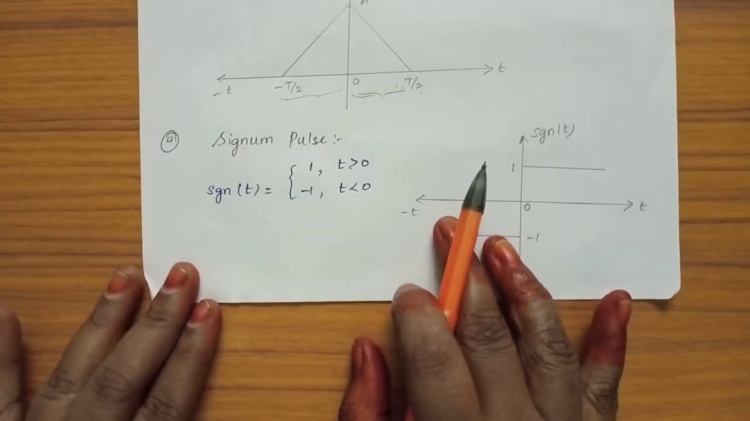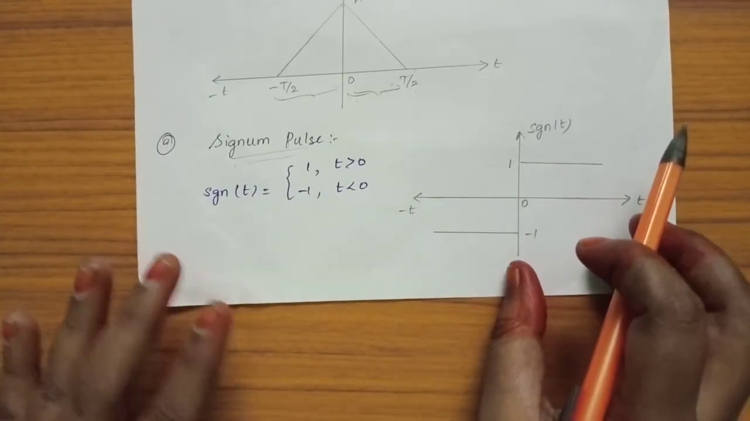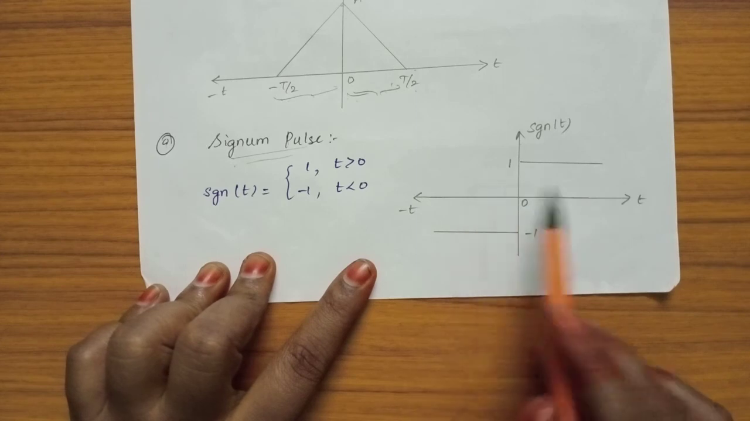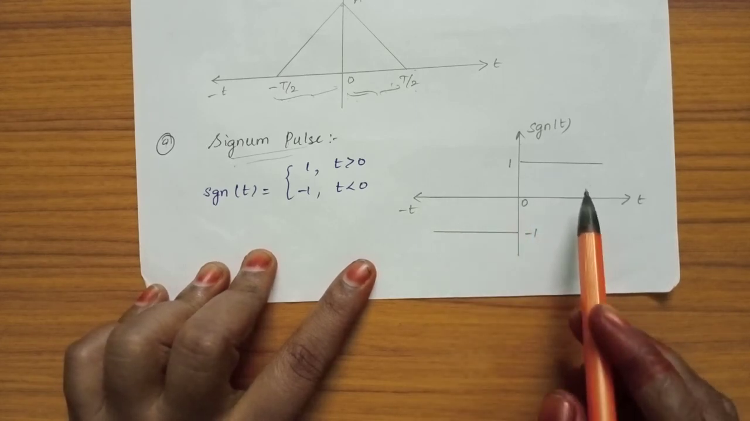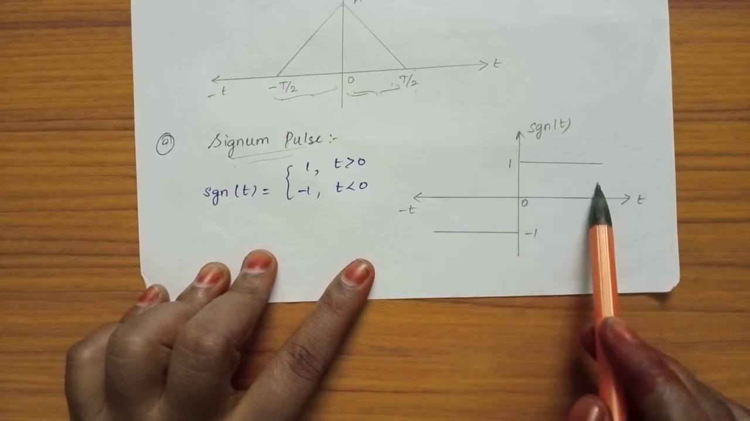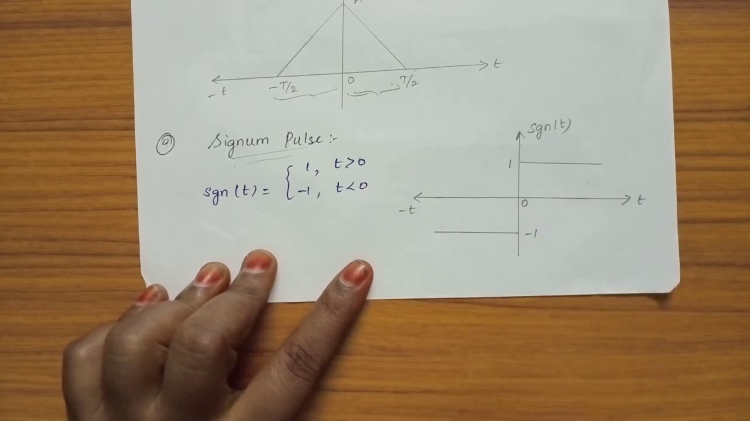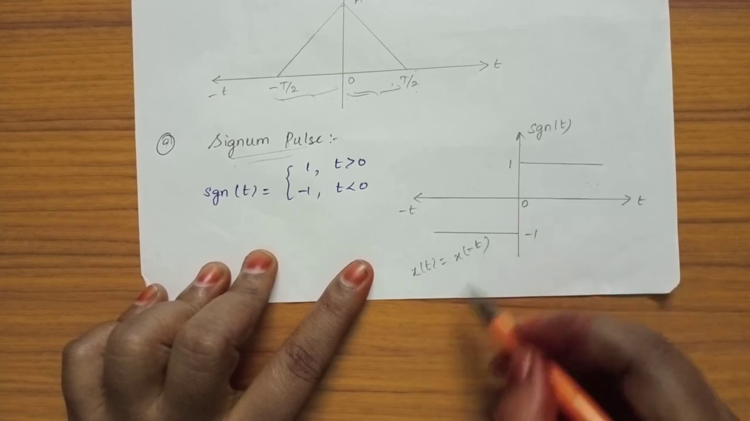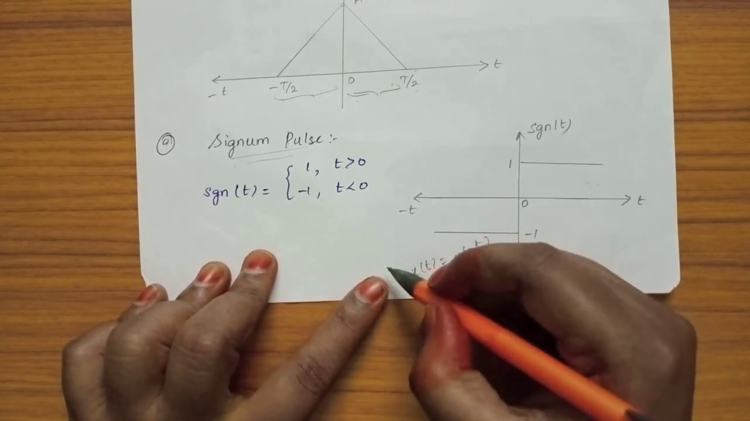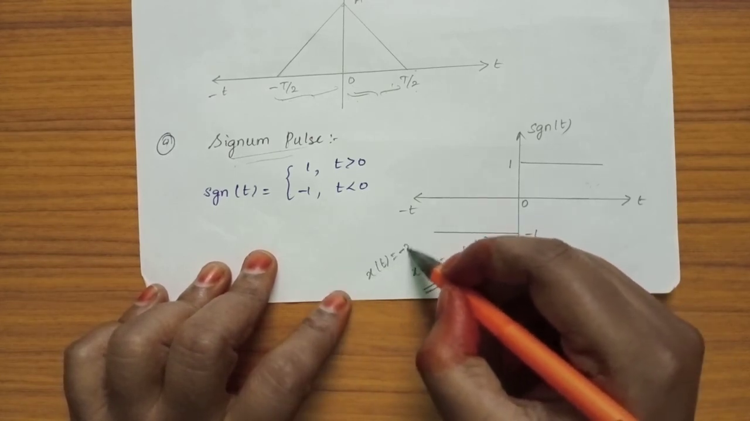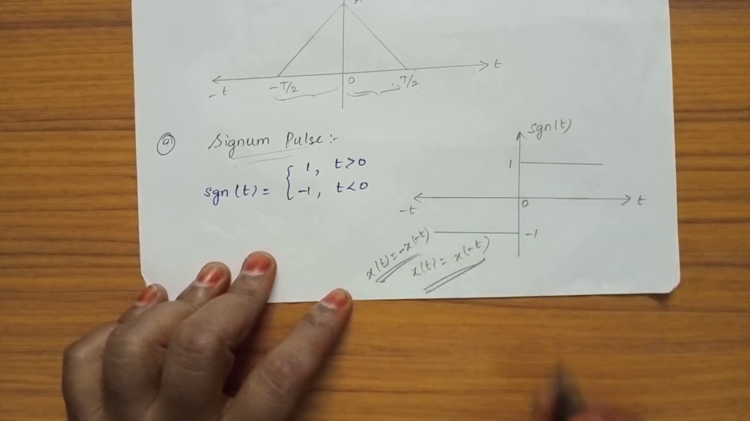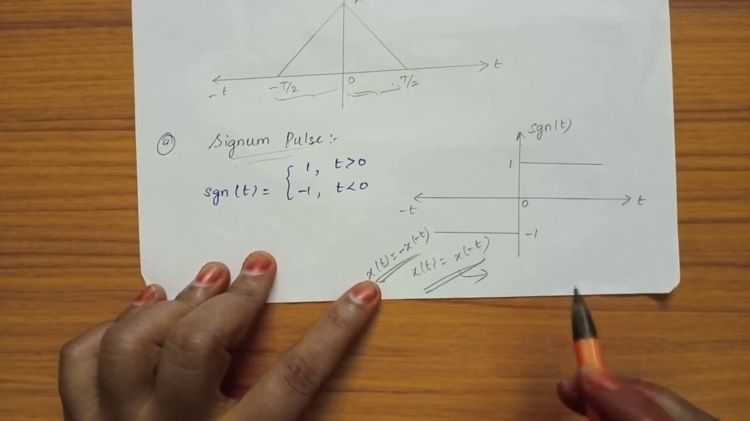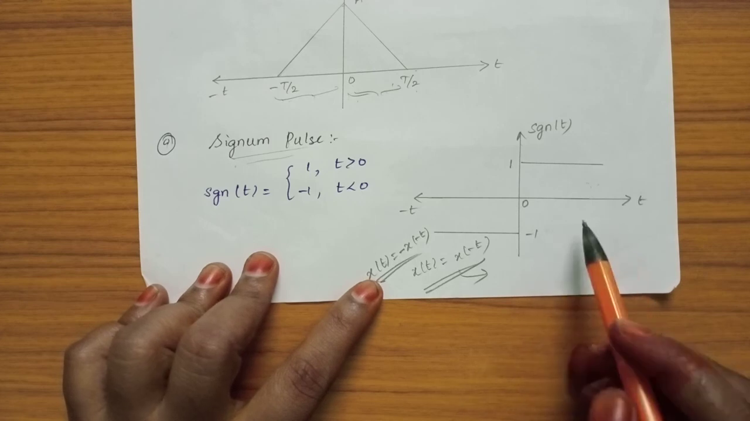Okay, and next, signum pulse. So signum pulse is the best example for an odd function. Even function means even after changing the signal for positive and negative side, the signal should remain the same, that is x of t equal to x of minus t means it is an even signal. So x of t equal to minus x of minus t means it's an odd signal. Okay, so this also we are going to cover in the classification of signals topic. This is one of the best examples for an odd signal.